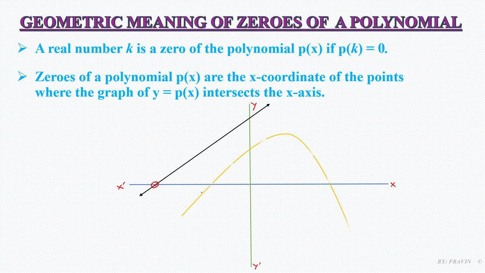Similarly, if you look at this parabolic curve, you find that this one is a point and another is this one, where the graph is intersecting the x-axis. So for this parabola, you will have two zeros, this one and this one, and from the graph you can easily say that this will be some positive value and this will be some negative value. Let's take some real example so that you can understand it easily.